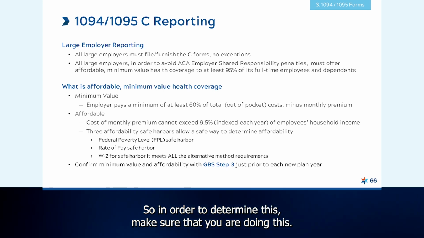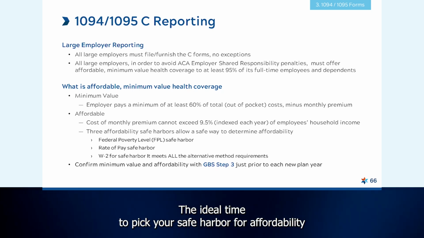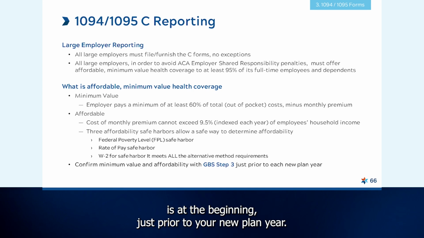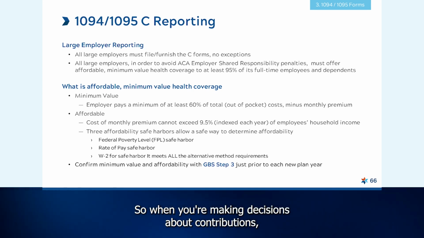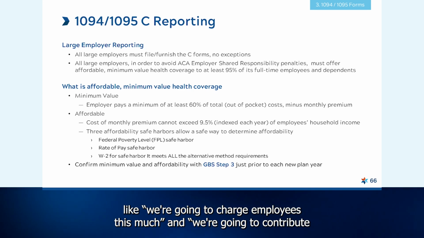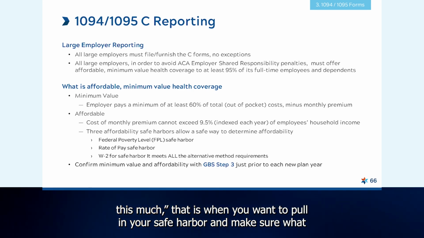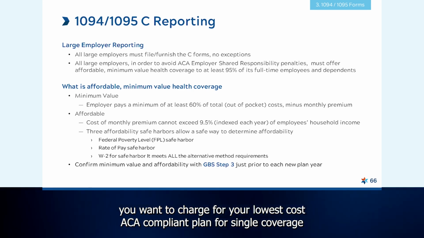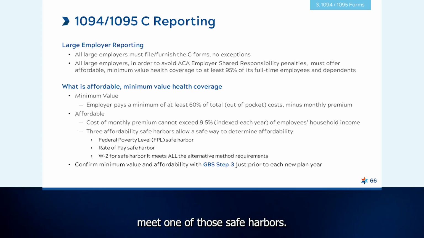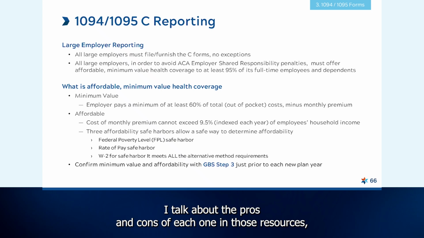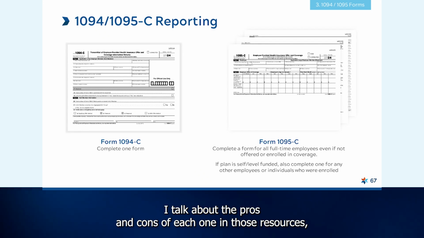In order to determine this, make sure that you are doing this. The ideal time to pick your safe harbor for affordability is at the beginning, just prior to your new plan year. When you're making decisions about contributions, like we're going to charge employees this much and we're going to contribute this much, that is when you want to pull in your safe harbor and make sure that what you charge for your lowest cost ACA compliant plan for single coverage meets one of those safe harbors. I talk about the pros and cons of each one in those resources.